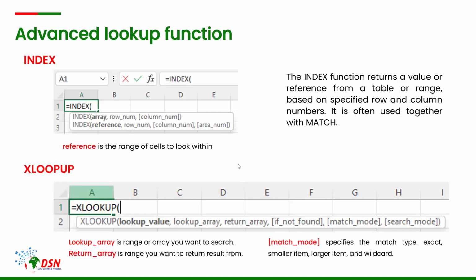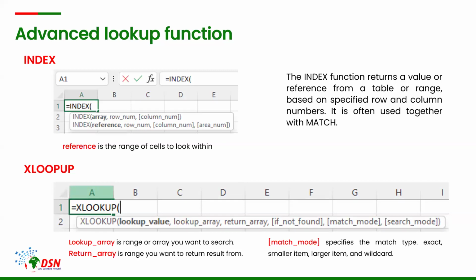Then the match mode. I'm not going to be talking about this if not found, but let me just explain what it does. What if not found does is that, after I look up for it and I can't find it, what should I return? You can specify that it returns NaN, returns an error, or returns zero. So you can specify that there.